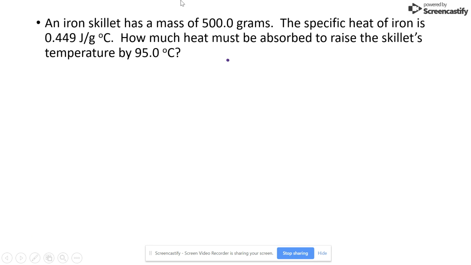Okay, for our first problem that we are going to look at. An iron skillet has a mass of 500 grams, so that is our M. And the specific heat of iron we know is 0.449 joules per gram degree Celsius, so that's going to be our specific heat. We want to know how much heat is being added to raise the skillet's temperature by 95 degrees Celsius. So that's going to be our delta T. And what we're looking for is how much heat, so that is what our Q is going to be.